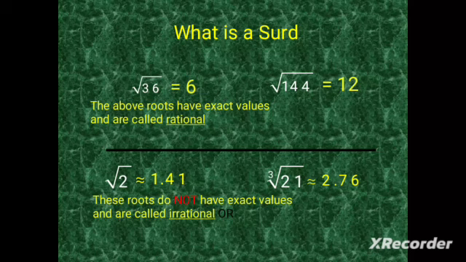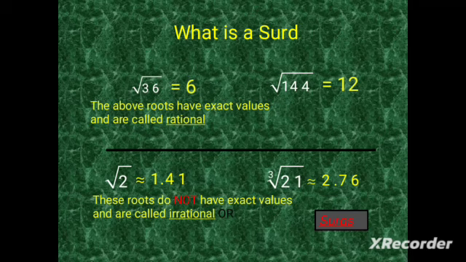Okay, square root of 2, on the other hand, is 1.41. I think that is what we got in the previous part. Cube root of 21 is 2.76. And now you realize that these answers are in decimals. These roots do not have exact values, and we call them irrational numbers or surds. So that is the meaning of surd: numbers whose roots are not exact.